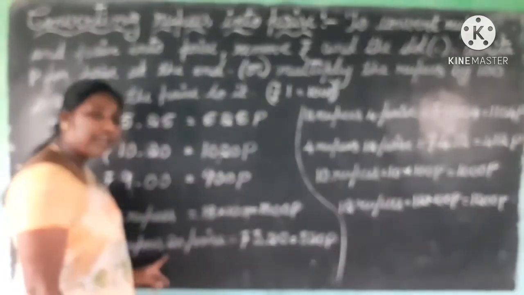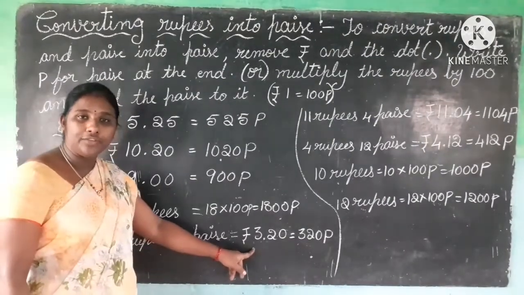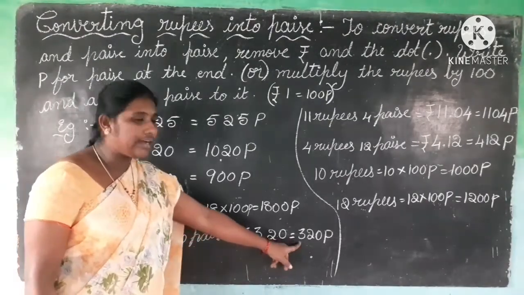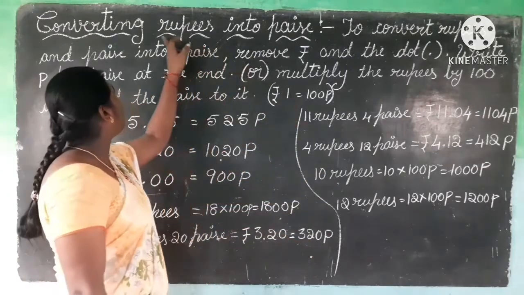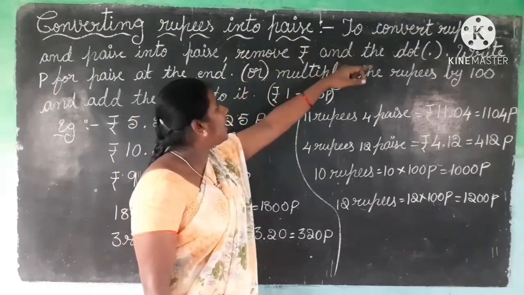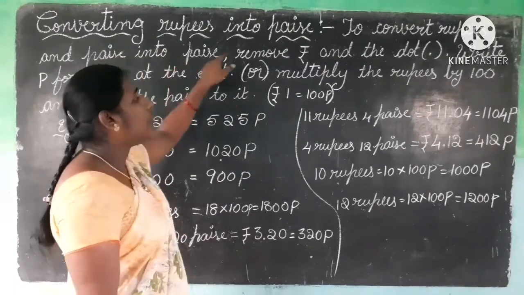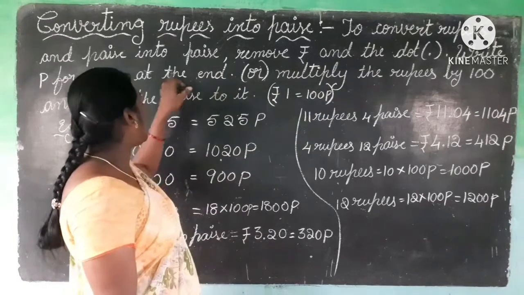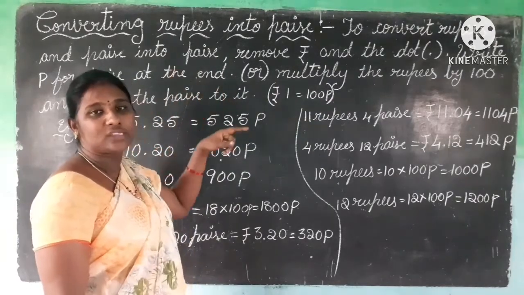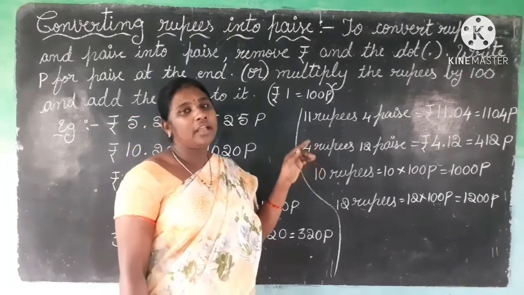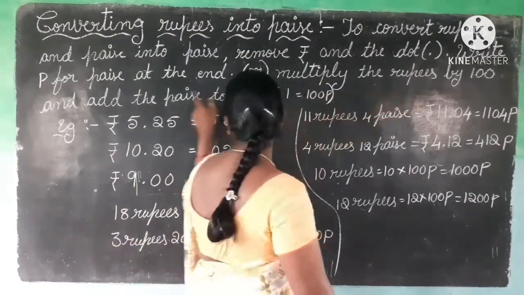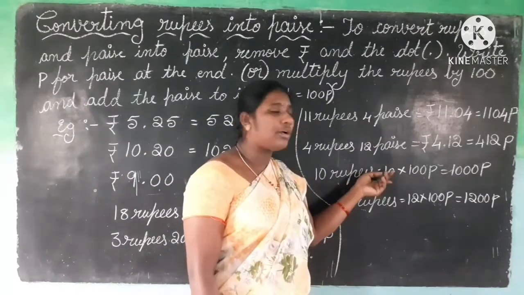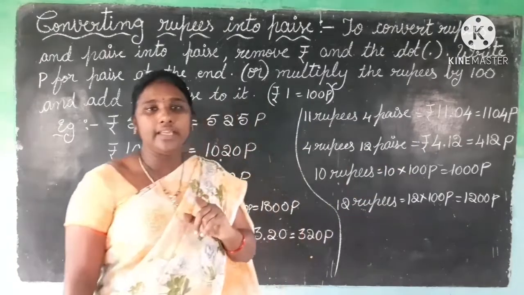When they give rupees and pies, first we have to write that one in figures. After that, remove the rupee symbol and dot and write the number, put P at the end. To convert rupees and pies into pies, remove the rupee symbol and the dot. Write P for pies at the end. P indicates pies. Or multiply the rupees by 100 and add the pies to it. If it is not there like that, we have to multiply with 100 and put P at the end.